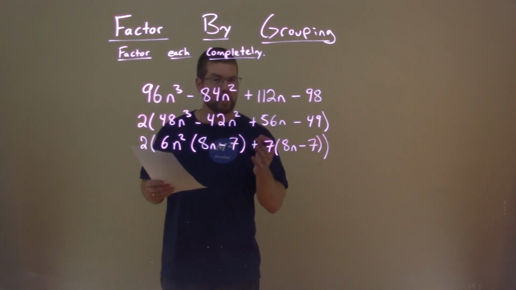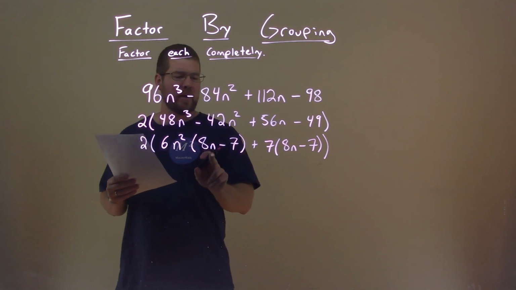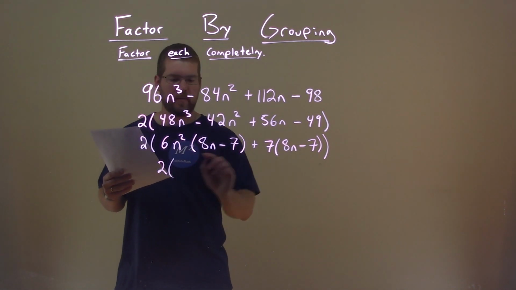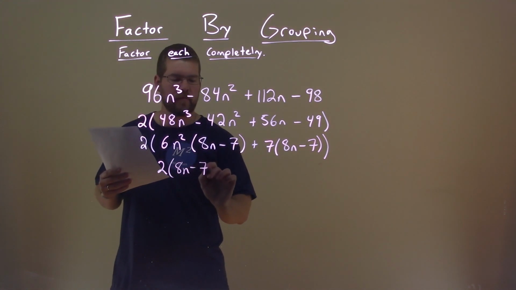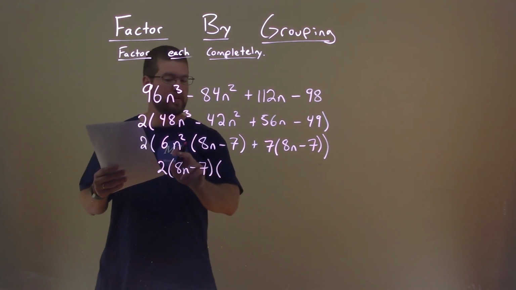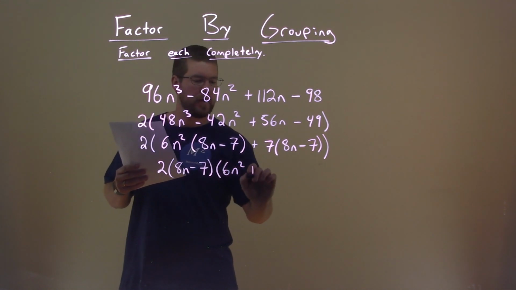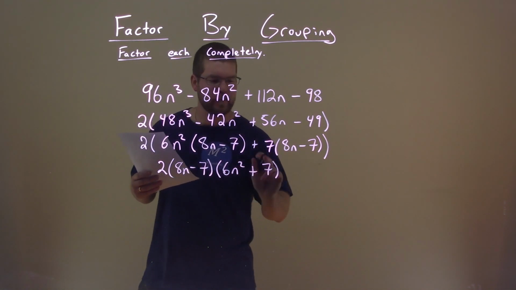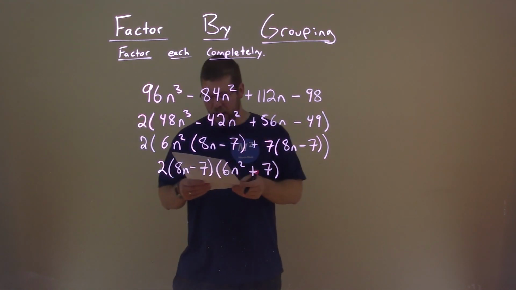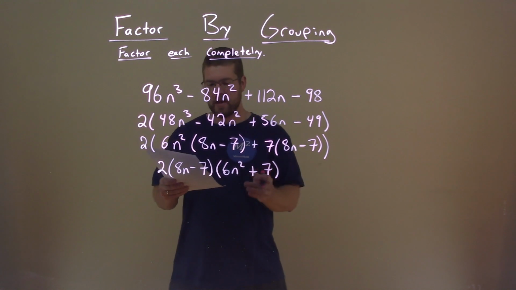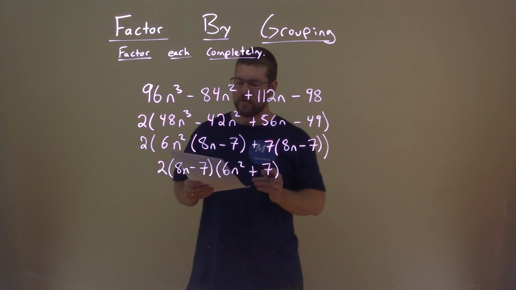Okay, we're almost there. Notice we have 8n minus 7 and 8n minus 7. So if we pull out an 8n minus 7 from both parts, we're left with just a 6n squared plus 7. That's the 7 right there. Now we actually have our final answer: 2 times 8n minus 7 times 6n squared plus 7.